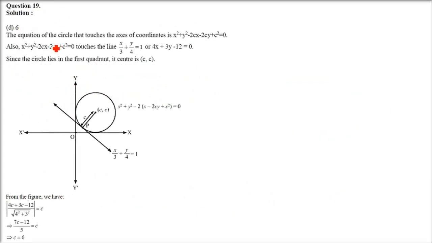This is question number 19. The equation of the circle which touches the axes of coordinates and the line x/3 + y/4 = 1, and whose center lies in the first quadrant, is x² + y² − 2cx − 2cy + c² = 0, where c is equal to? So a line equation is given, x/3 + y/4 = 1.